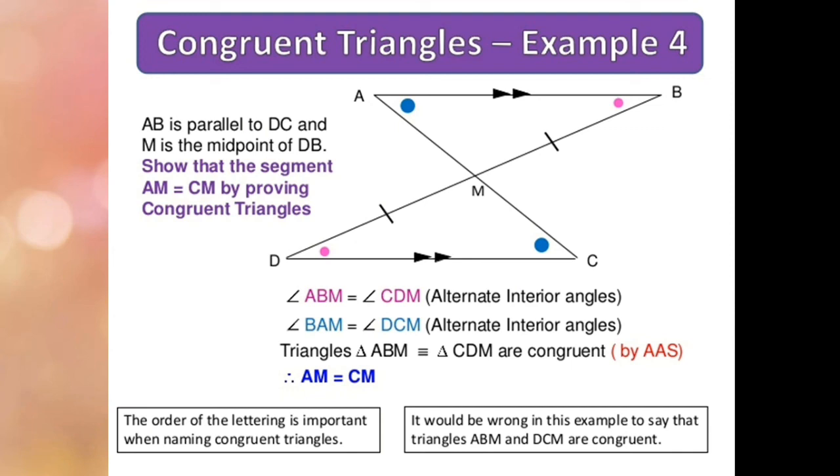The order of the lettering is important when naming congruent triangles. Tandaan natin na yung order ng lettering or yung pagla-label natin using lettering ay kailangan be careful tayo. So, it would be wrong in the example to say that the triangle ABM and DCM are congruent. Kapag nabaliktad yung mga letters na yan, therefore, magiging mali yung sagot.